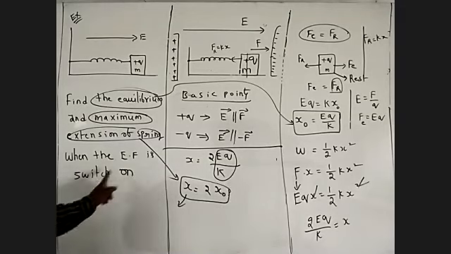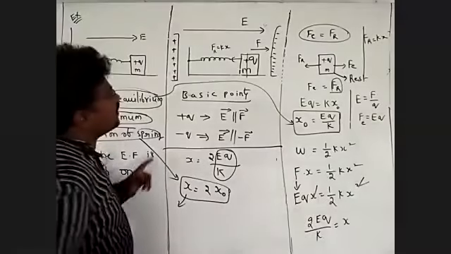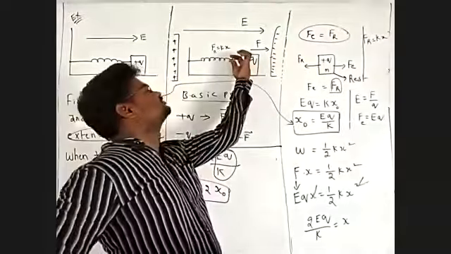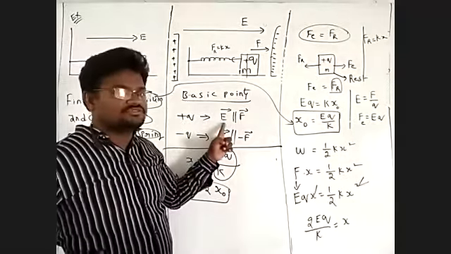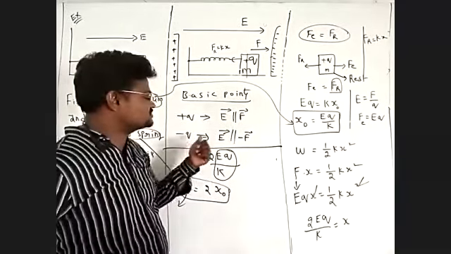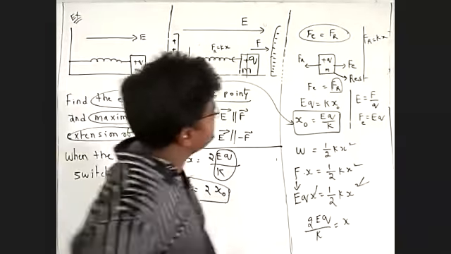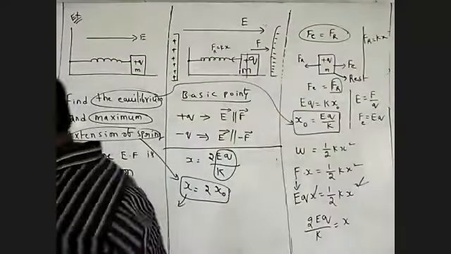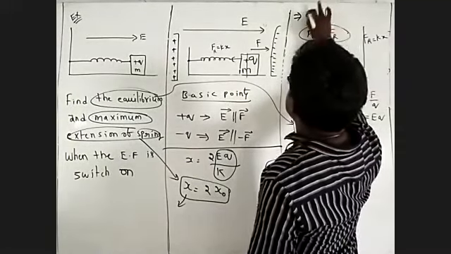Now, when the electric field is switched on, the charge is moving in this direction, and the restoring force is developing in this direction. Now, basic points. Positive charge means direction of electric field and force are both in the same direction. Negative charge means direction of electric field and direction of force are in opposite directions. Now you will see this is an equilibrium situation. We call that an equilibrium situation.